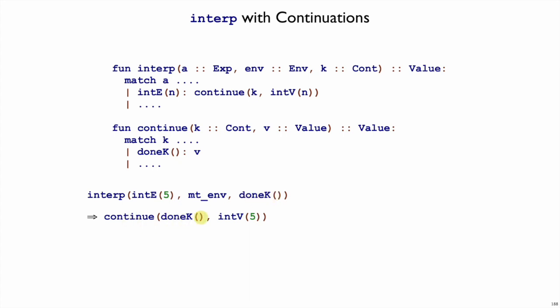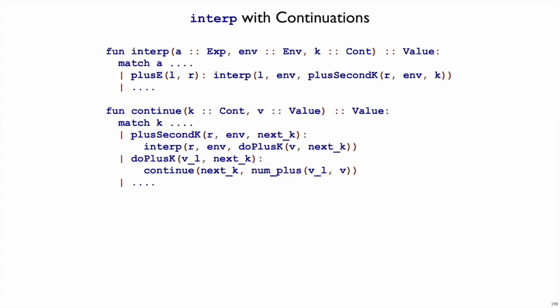So we have continue done k, and then we have int v, and of course the n from the empty was 5, so now we have int v5. We're going to call the continuation function now. So we dispatch on k to the done k case, where we just return the value. That's the second argument to continue, so that is just the int v5. And now we have nothing else to do. So reassuringly, when we interpret the expression 5, we get back the value 5.